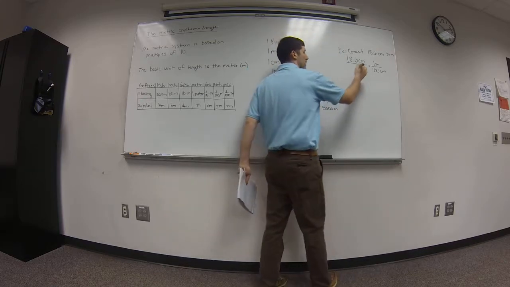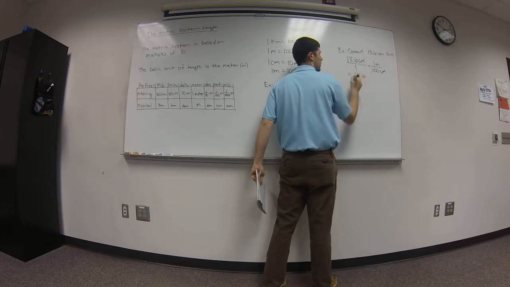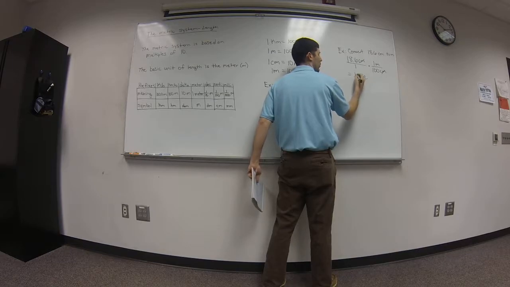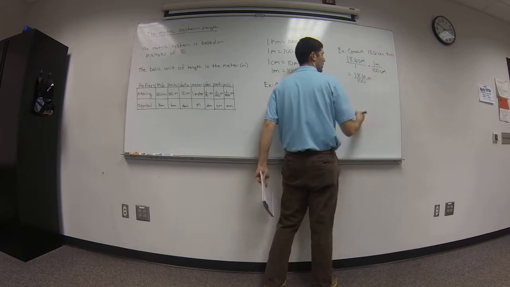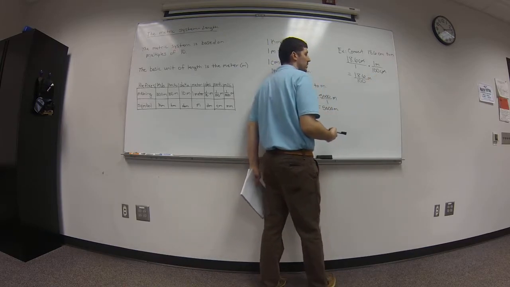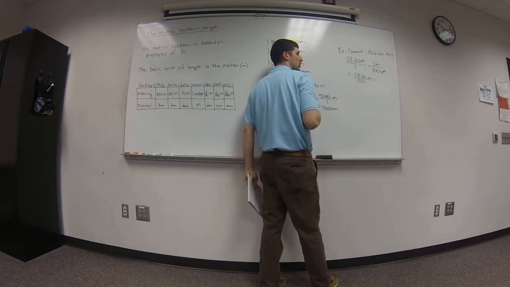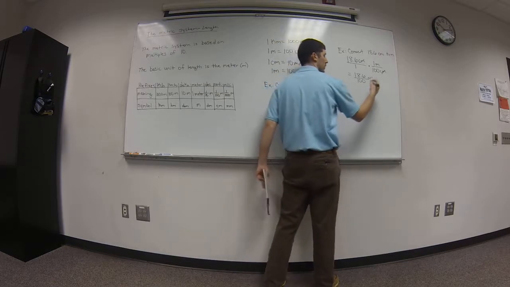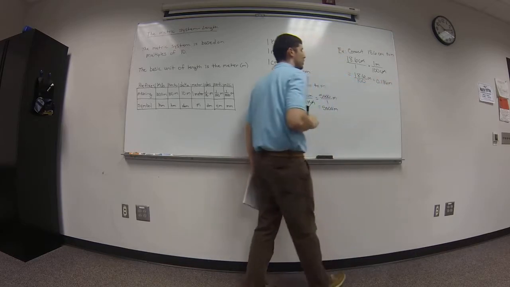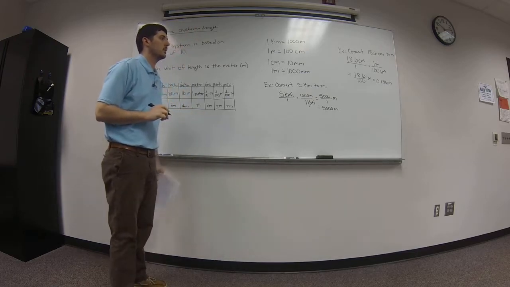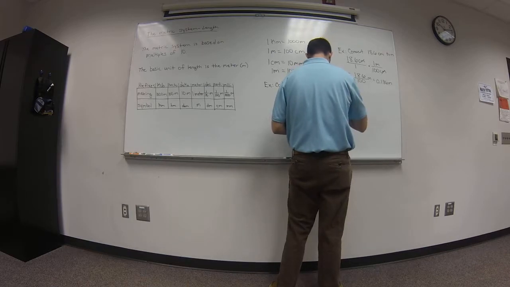Now we just multiply. My centimeters will cancel, and we're left with 18.6 times 1, which is just 18.6, and then 1 times 100, which is just 100. My units are meters. Now we just need to simplify this. We know that dividing by a power of 10, we can just move the decimal 2 places to the left. Doing that gives me 0.186 meters. All right, good. Let's look at one more.